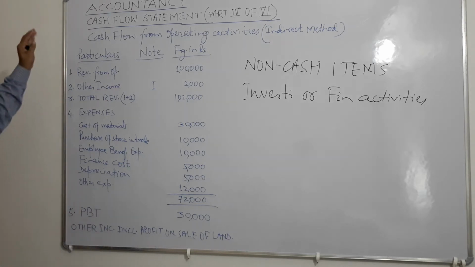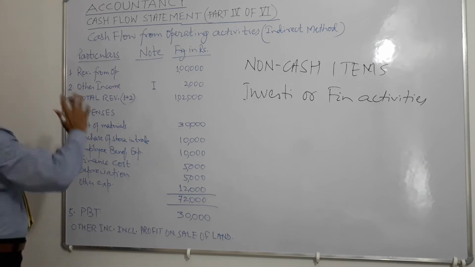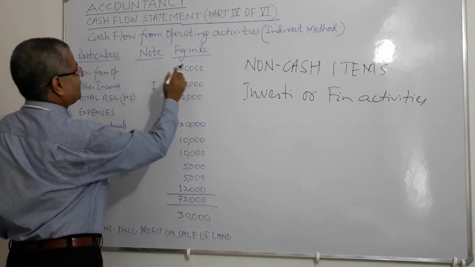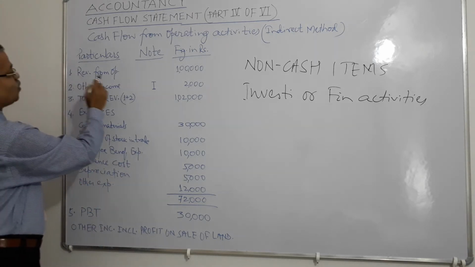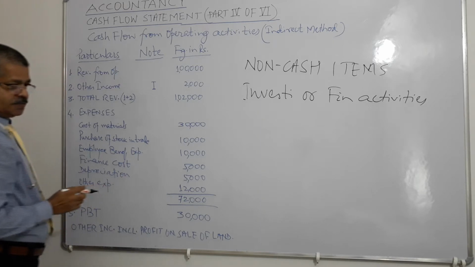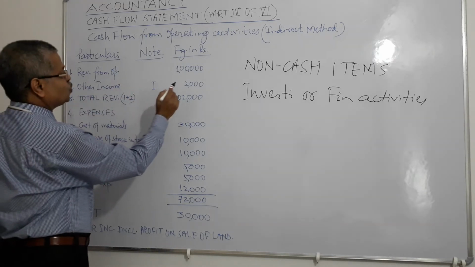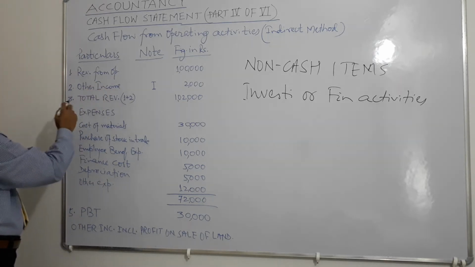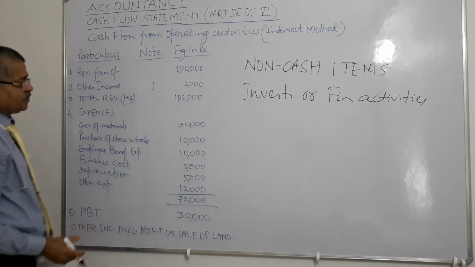So let us do this simple sum, right? There are 3 columns: particulars, note, figures in rupees. First item is revenue from operations, 1 lakh rupees. Second item is other income, 2000 rupees. So the total of 1 and 2 becomes total revenue, 1,02,000.